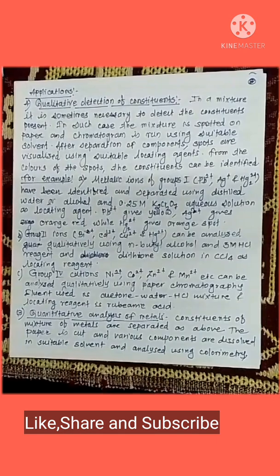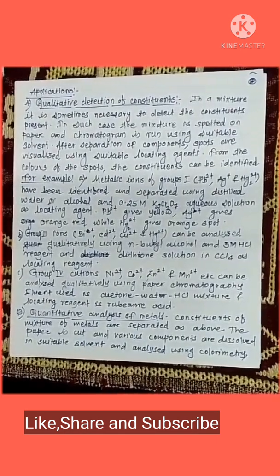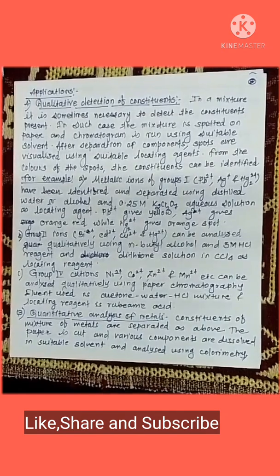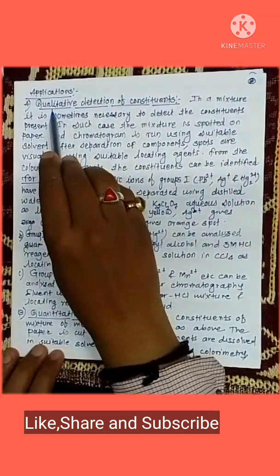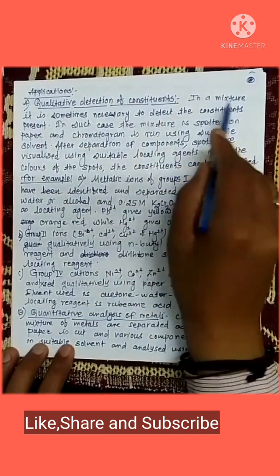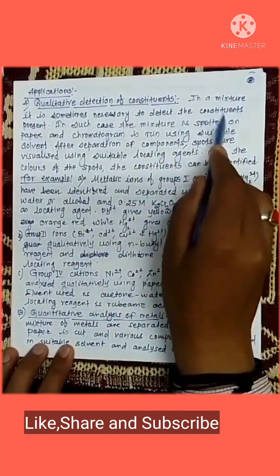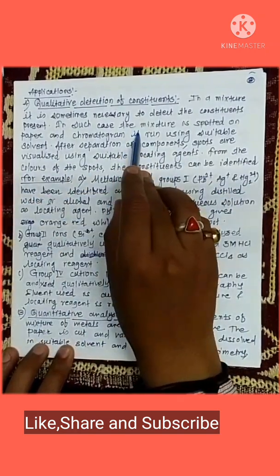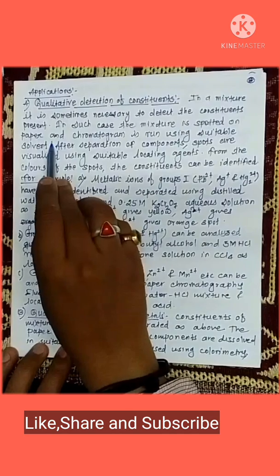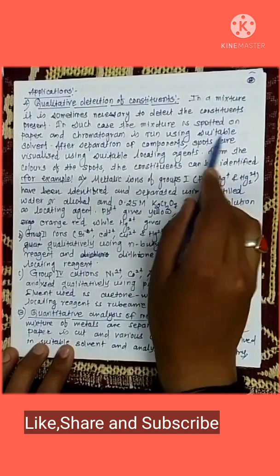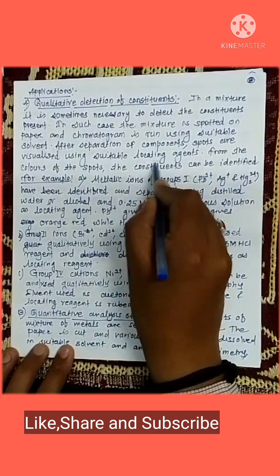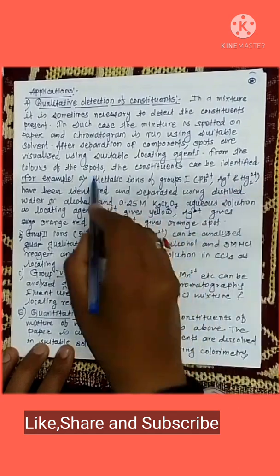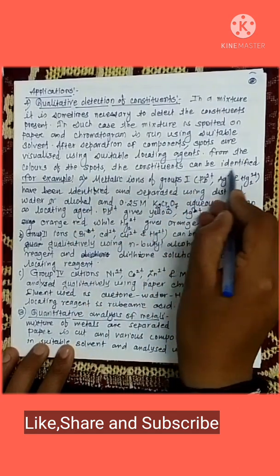Good morning, students. Today we are going to see some applications of your chromatography technique, that is paper chromatography technique. So the first application is that paper chromatography can be used for qualitative detection of constituents. In a mixture, it is sometimes necessary to detect the constituents present. In such cases, the mixture is spotted on the paper and a chromatogram is run using a suitable solvent. After separation of components, spots are visualized using a suitable locating agent. From the color of the spot, the constituent can be identified.